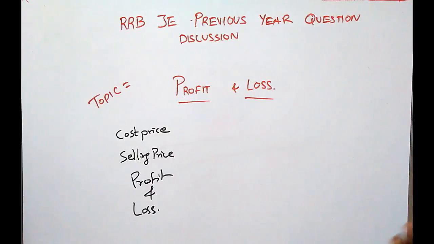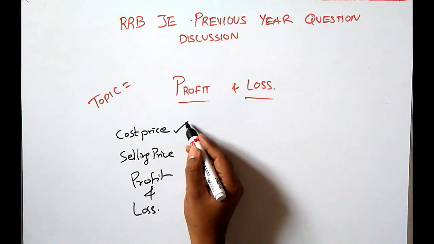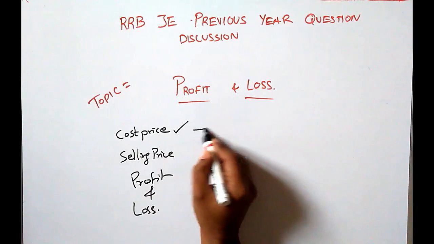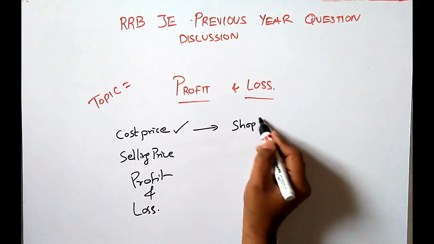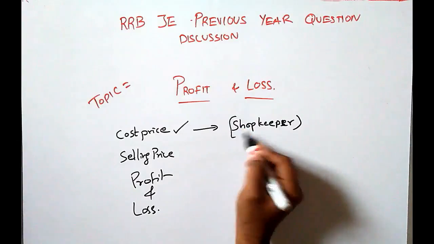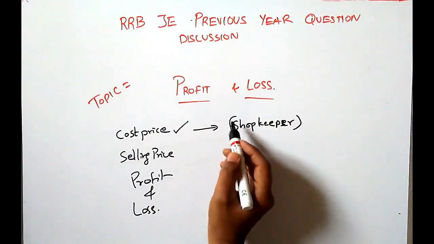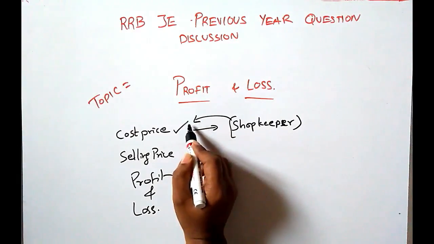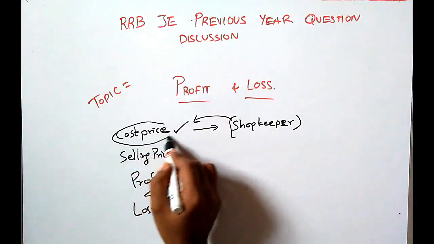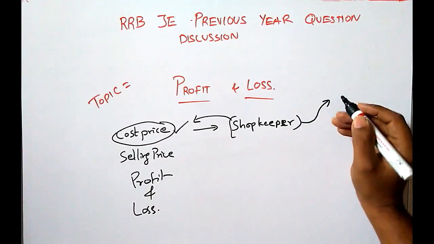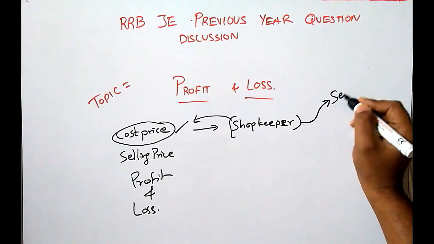See friends, many of you know what is cost price. This is the price with which the shopkeeper avails the goods. The important thing that you have to remember is that while solving profit and loss questions, you have to get into the mindset of the shopkeeper. For the shopkeeper to avail the goods, how much price he has to spend is called cost price. And with some profit, he will sell the goods at some price. That price is called selling price.